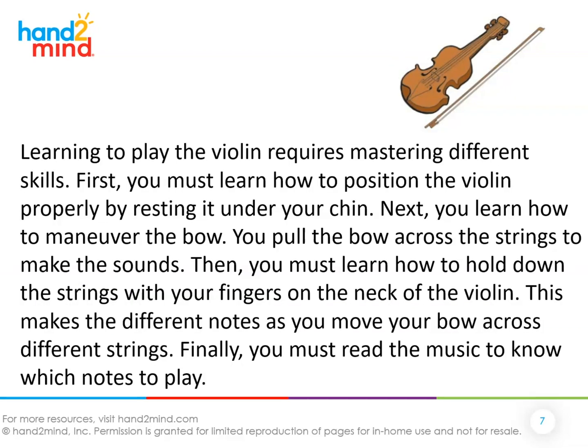Now, let's practice finding the author's purpose in text that we read. Follow along as I read this text out loud. Learning to play the violin requires mastering different skills. First, you must learn how to position the violin properly by resting it under your chin. Next, you learn how to maneuver the bow. You pull the bow across the strings to make the sounds. Then you must learn how to hold down the strings with your fingers on the neck of the violin. This makes the different notes as you move your bow across different strings. Finally, you must read the music to know which notes to play.